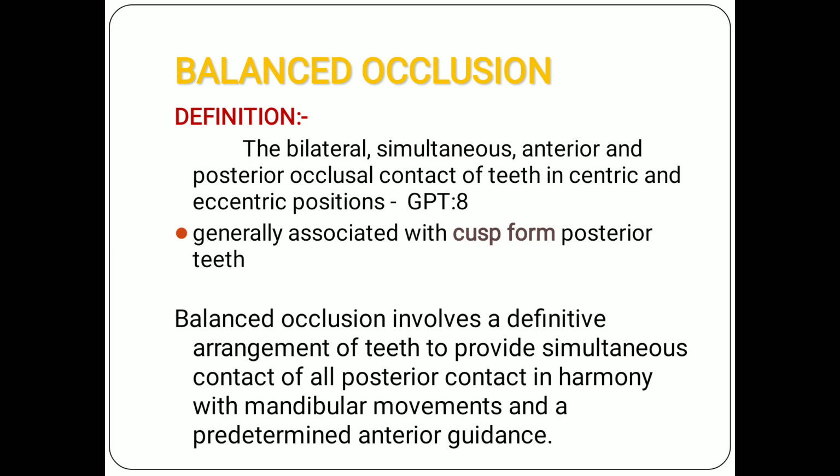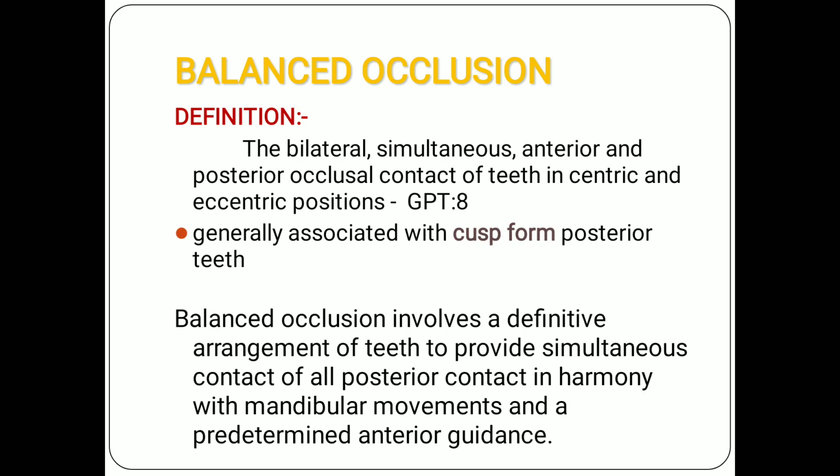Coming to balanced occlusion, a very important definition. Usually they will ask you as a viva question. What is balanced occlusion? The bilateral, simultaneous anterior and posterior occlusal contact of teeth in centric and eccentric positions. This type of occlusion will generally be associated with the cusp form of posterior teeth. When any staff has discussed different forms of posterior teeth, you might have seen cusp teeth, cuspless teeth, all these forms of teeth. So this type of balanced occlusion generally will be associated with the cusp form of posterior teeth.